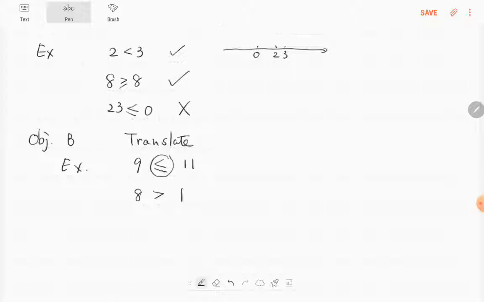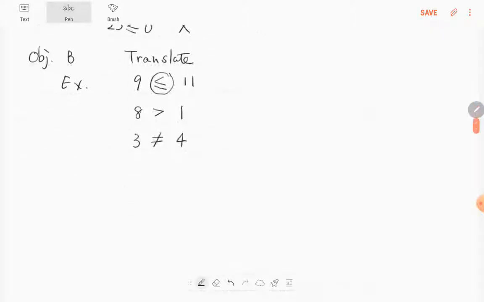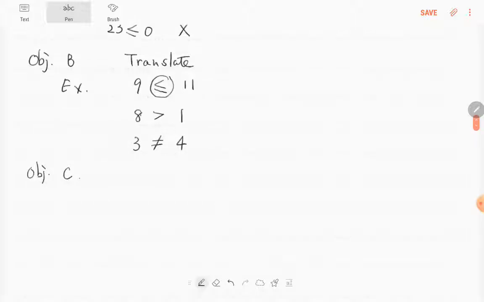Alright, and the last sentence we have here is 3 is not equal to 4. 3, so first we put 3, is not equal to, so we have a not equal to sign, is not equal to 4, so we put 4 on the right. So that's it for this objective. Translate. Okay, next one will be to try to identify common sets of numbers.